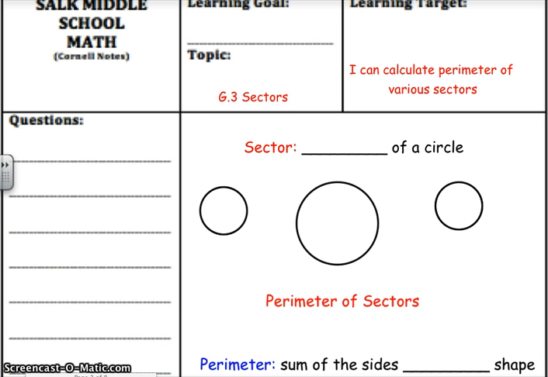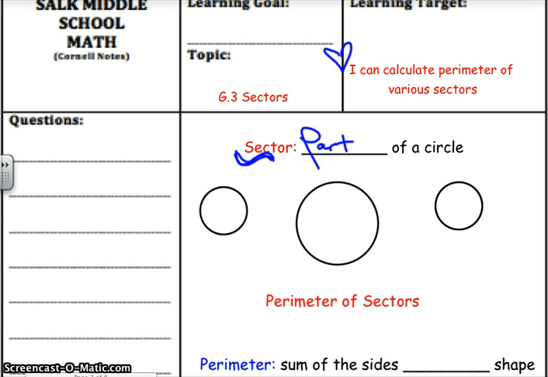So, you're learning I can target. You can calculate perimeter of various sectors. That's what we're doing today. So sector is like section. Think about that, and it's part of a circle. A sector is part of a circle. It's a portion. It's like a slice of pizza out of a whole pizza, or 3/4 of a pizza.